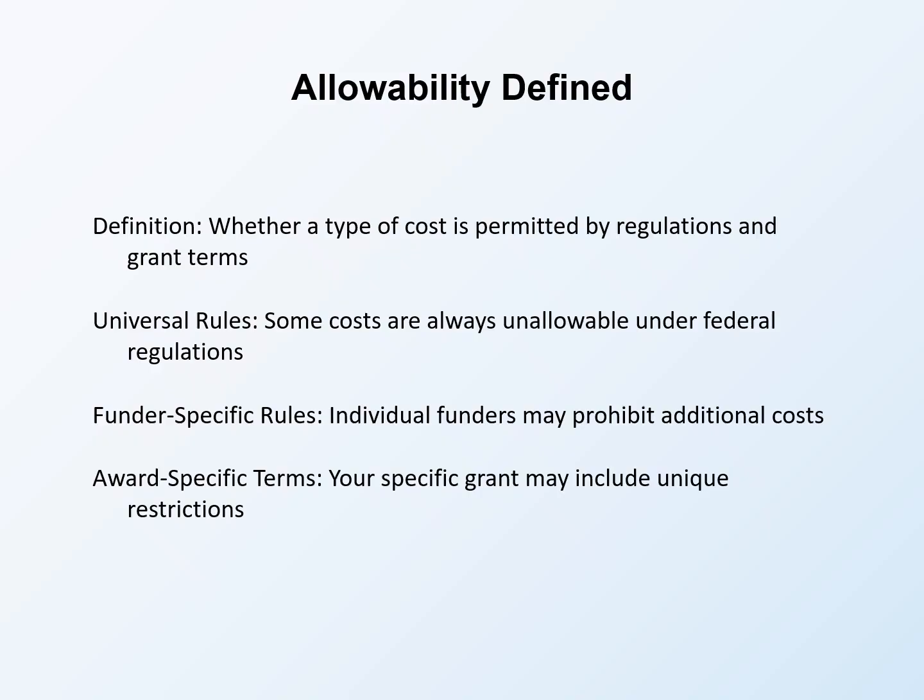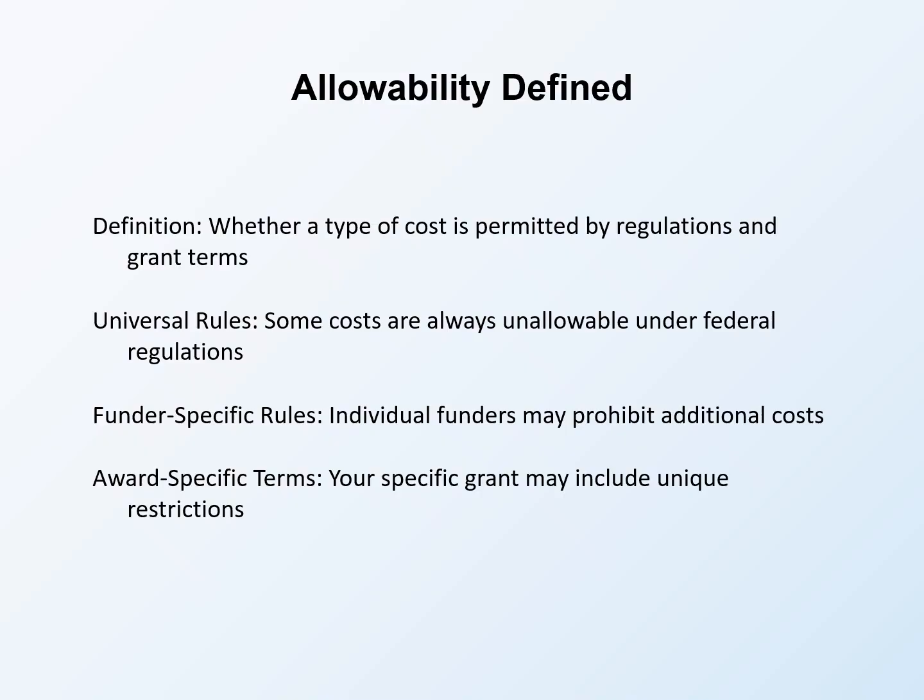Universal rules in the Uniform Guidance make certain costs always unallowable for federal grants. These categorical prohibitions apply regardless of which agency funds your grant or what your project involves. We will review specific examples shortly. These universally unallowable costs cannot be charged to any federal grant under any circumstances.